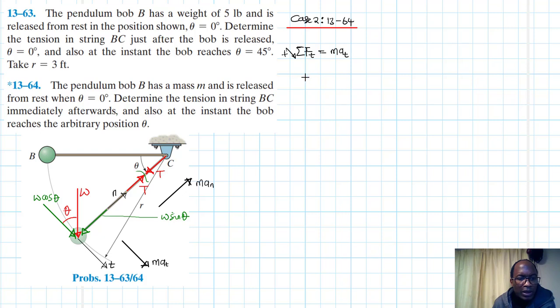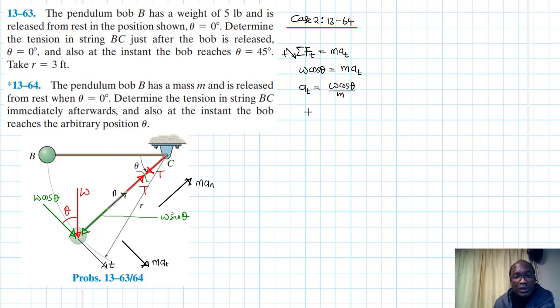Alright, so what do we have in this direction? We have W cos theta is just going to be equal to m a_t, and therefore our a_t is just equal to W cos theta divided by m.